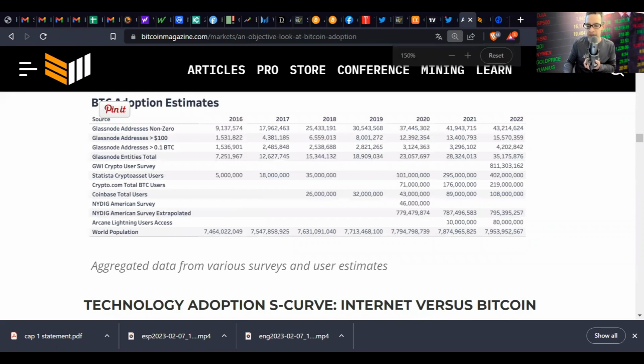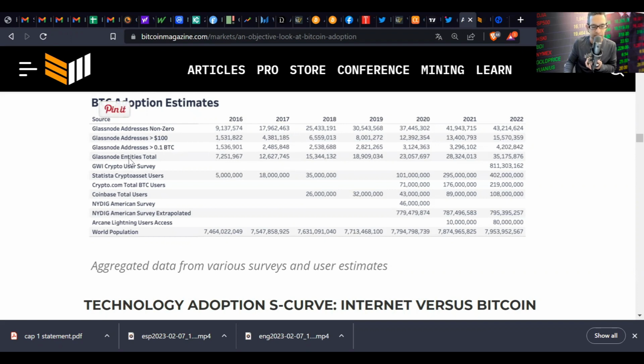Now we can see here that Glassnode addresses that are non-zero in 2016 were 9 million. Fast forward to 2022, 43 million, almost 5 times the amount. Glassnode addresses with above $100: in 2016, it was 1.5 million, about 1/6 of the total users. Now we have 15 million above $100, and that is 10 times higher than it was back in 2016.